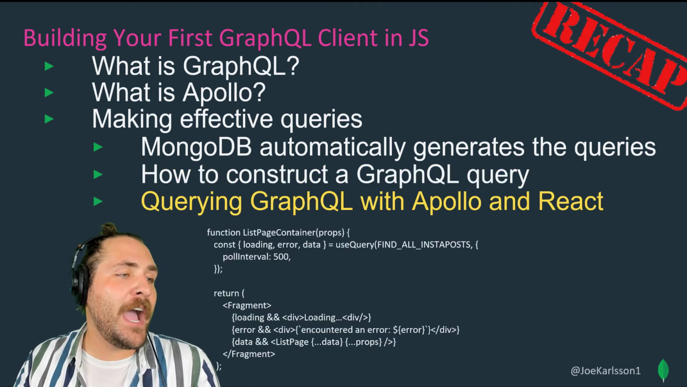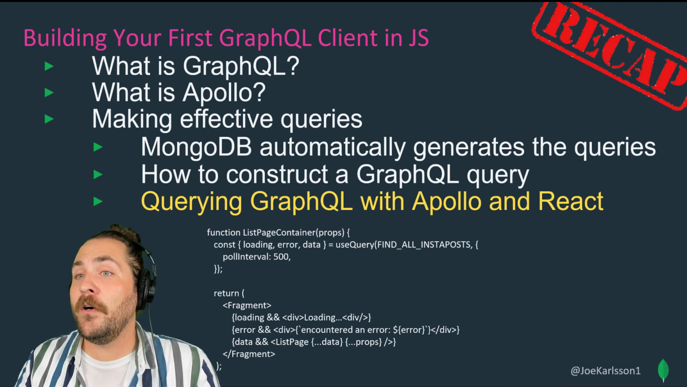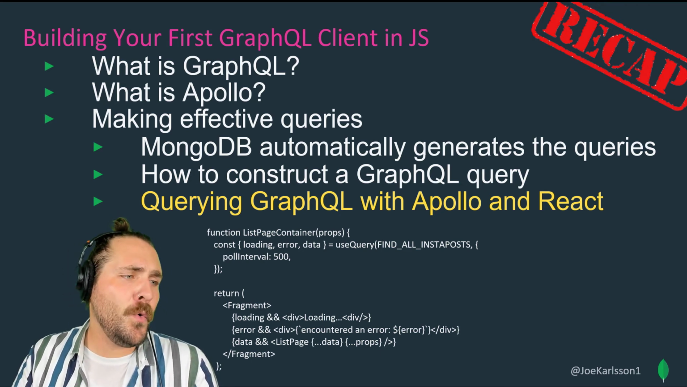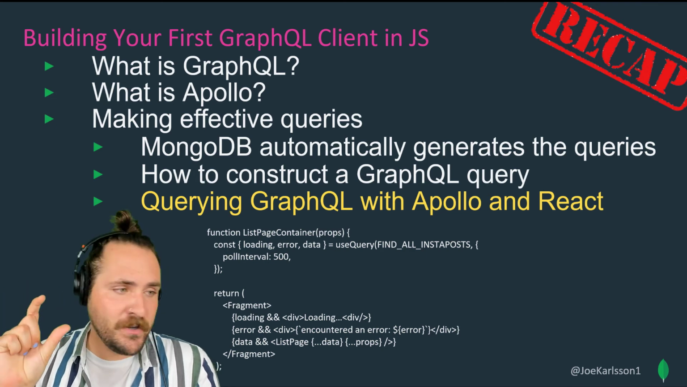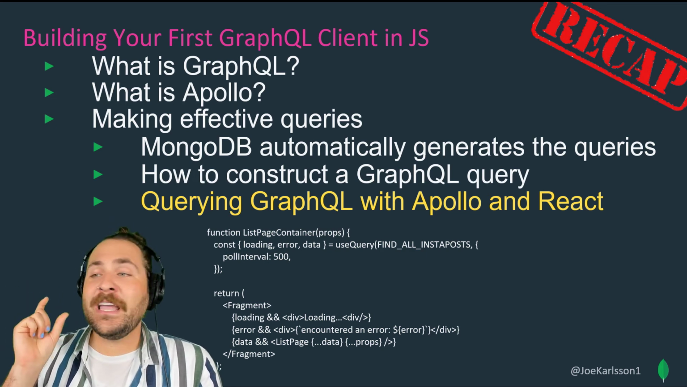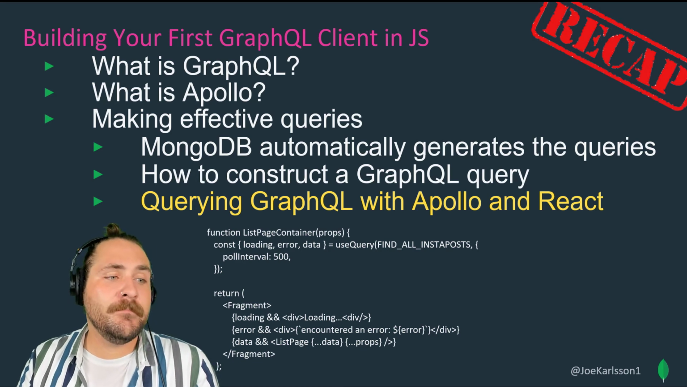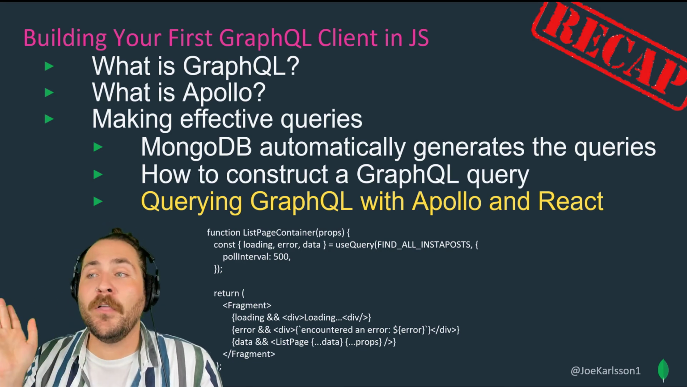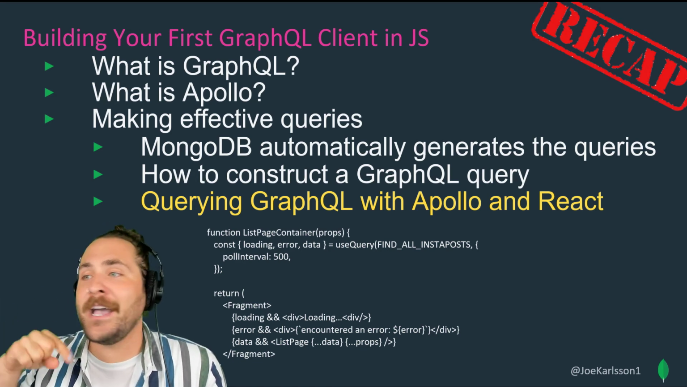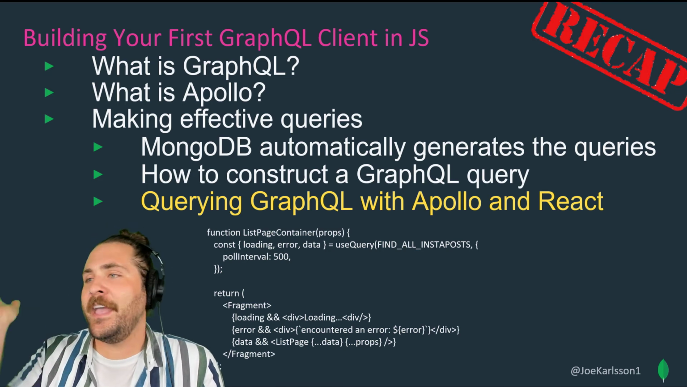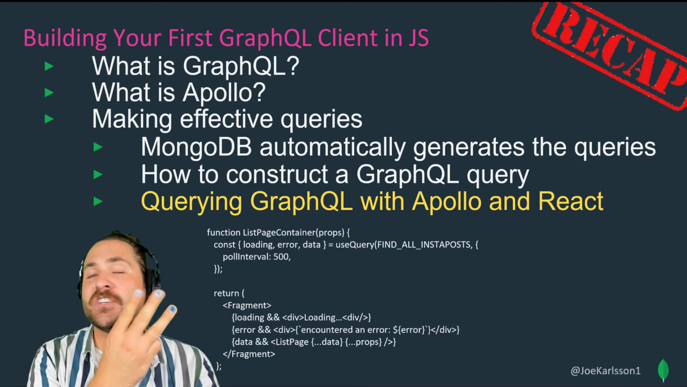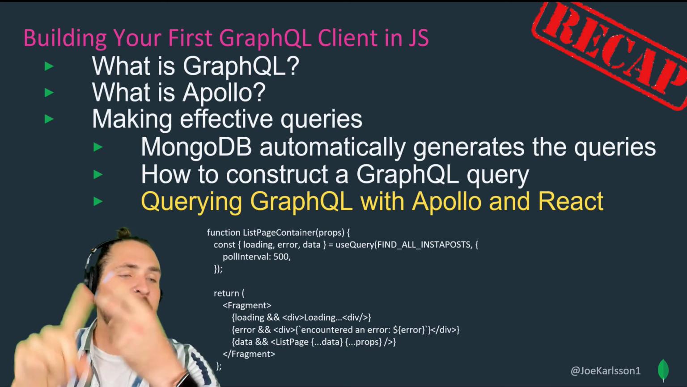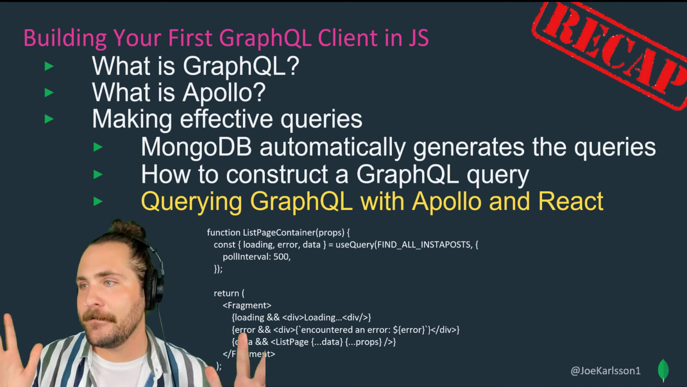And then we showed how to actually make a query with GraphQL, Apollo, and React. We're using the useQuery Apollo React hook. We're querying every 500 milliseconds, and we're just passing that query over, and Apollo handles all of that for us automatically. Apollo knows where the endpoint is, it sends it over, and it has 3 different states for us to conditionally show or hide that data: loading, error, and data. Easy.